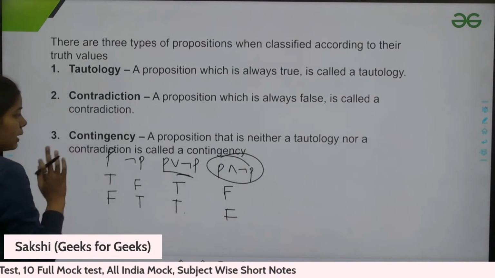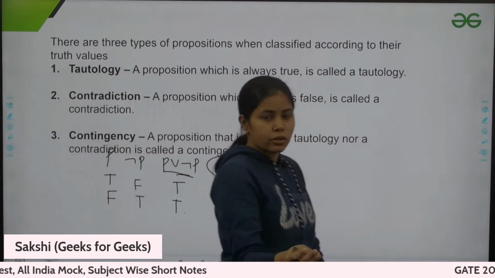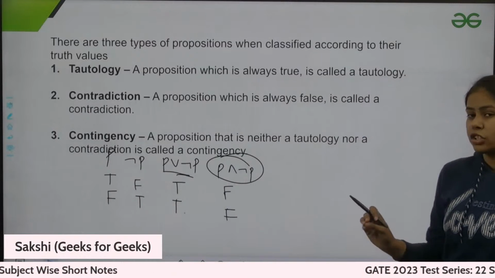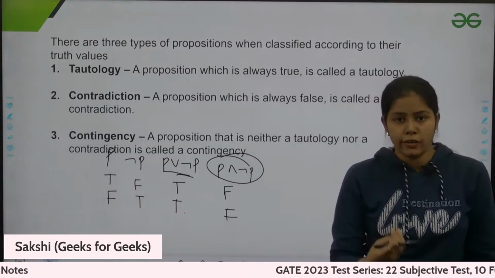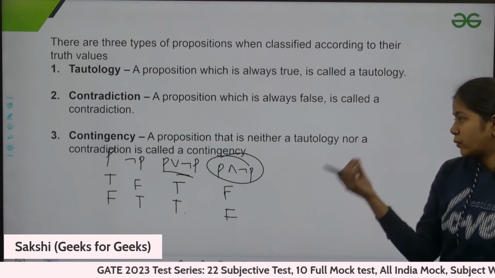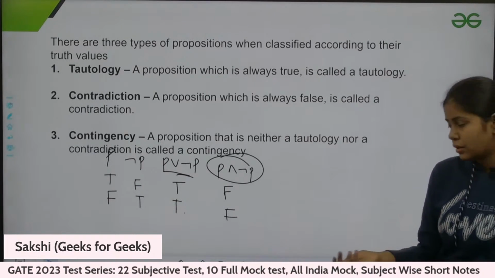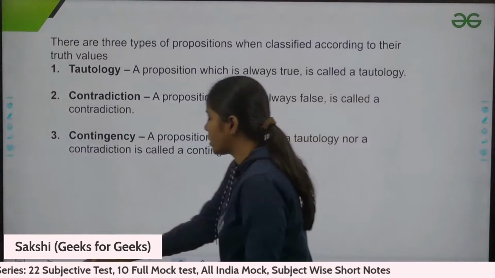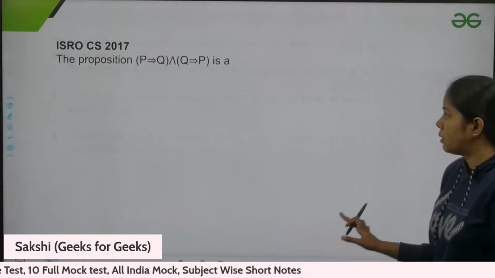Now, contingency: a proposition that is neither a tautology nor a contradiction. That means it has both true and false in the truth table column. So that would give me a contingency, right? So it's easy. Let's see some questions based on these.